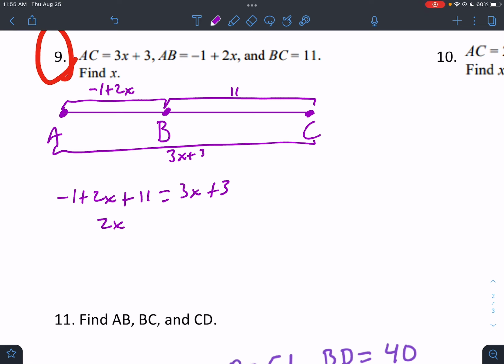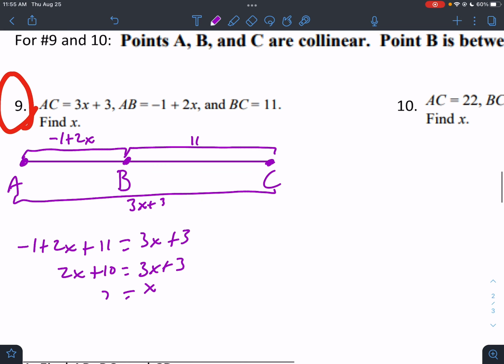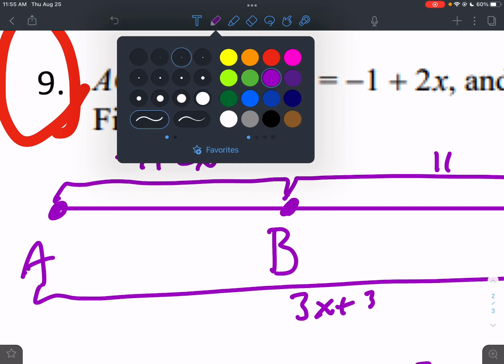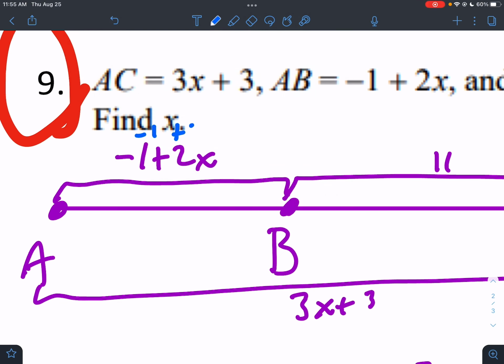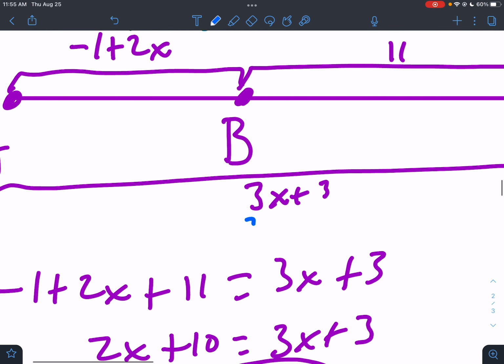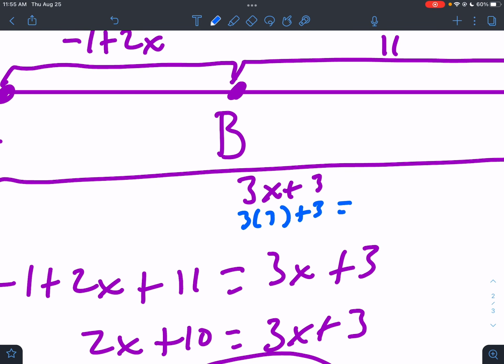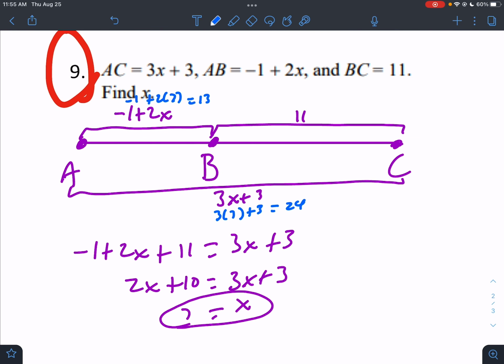We can solve this. This would be 2x plus 10 equals 3x plus 3. X has to equal 7. Let's plug in 7. That's our answer. That's all they asked for. But let's test it out. This would be -1 plus 2 times 7. That would be 14 minus 1. That's 13. This would be 3 times 7 plus 3. That would be 21 plus 3. That would be 24. 13 plus 11. Does that equal 24? Yes. We just confirmed we got it right.